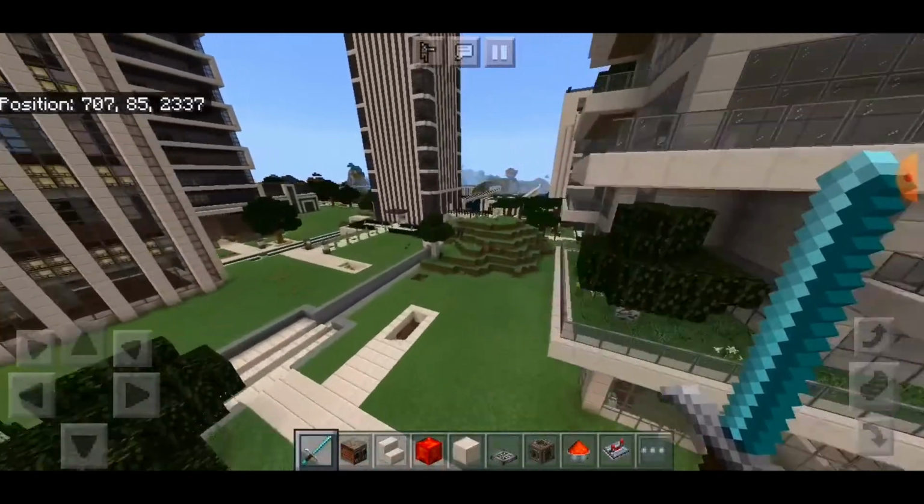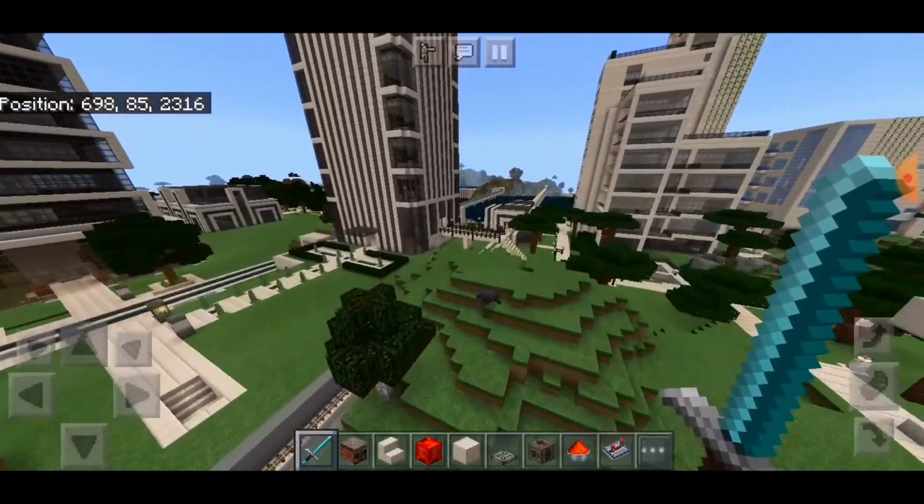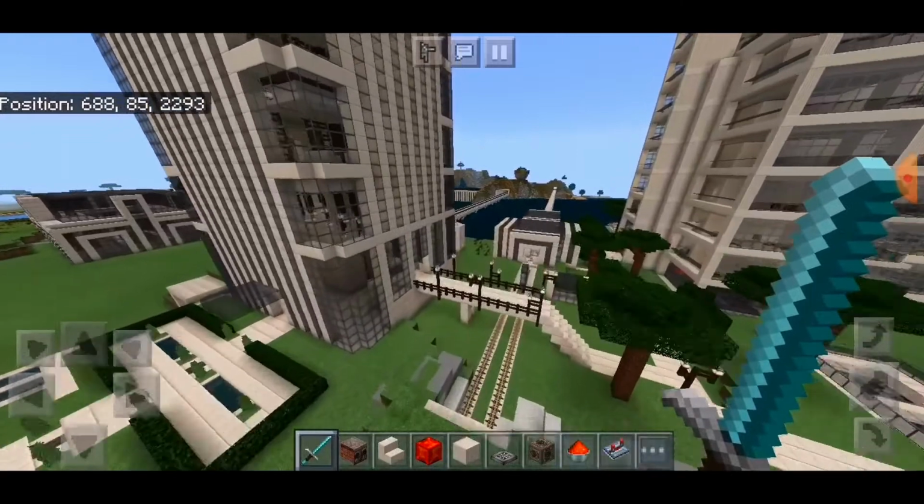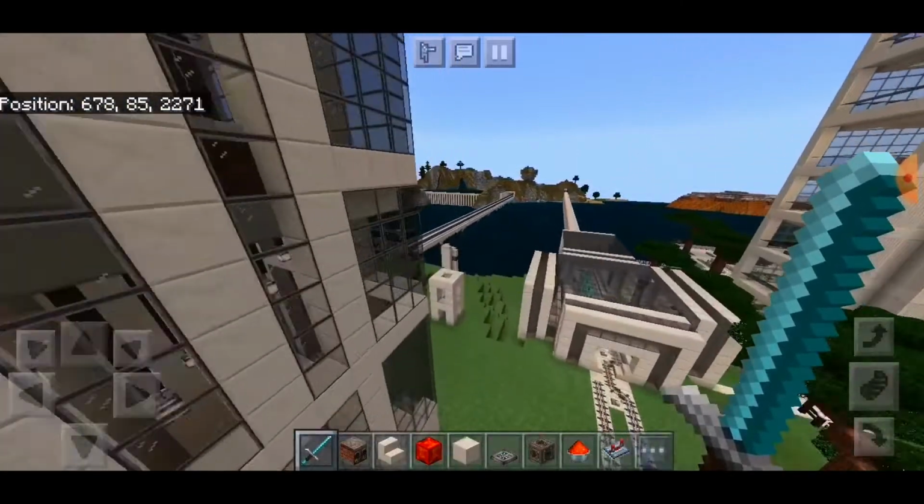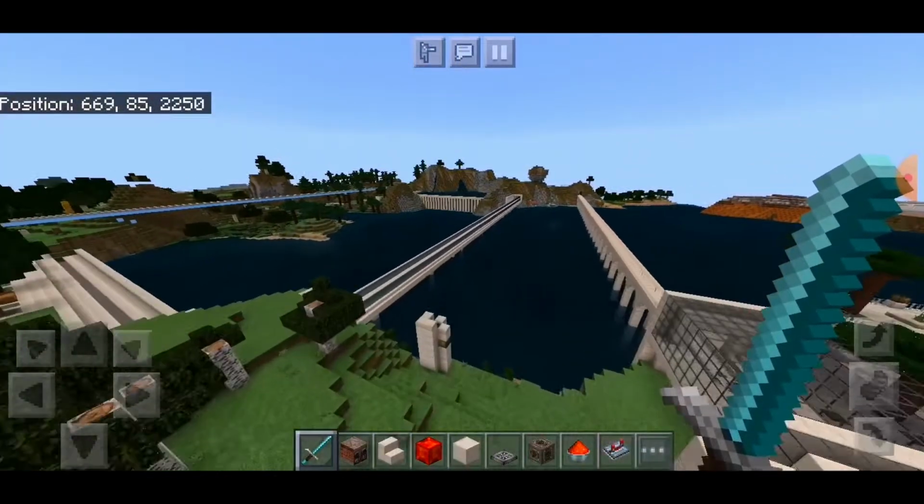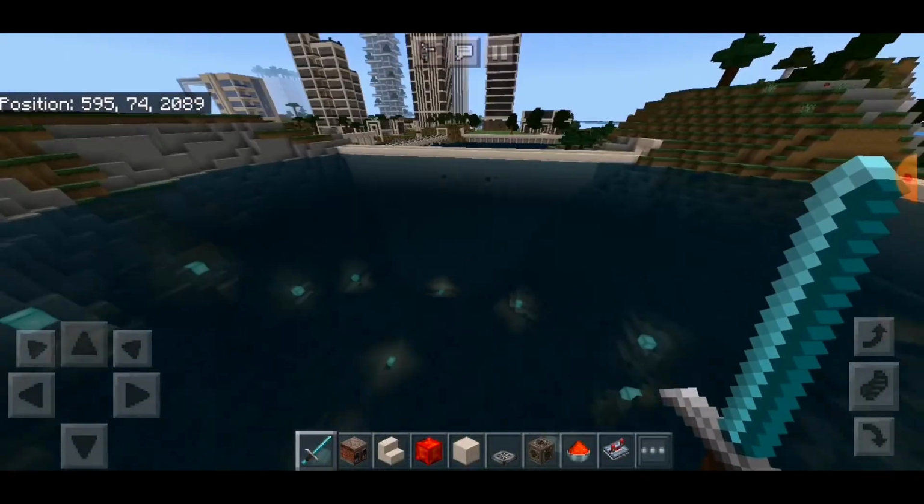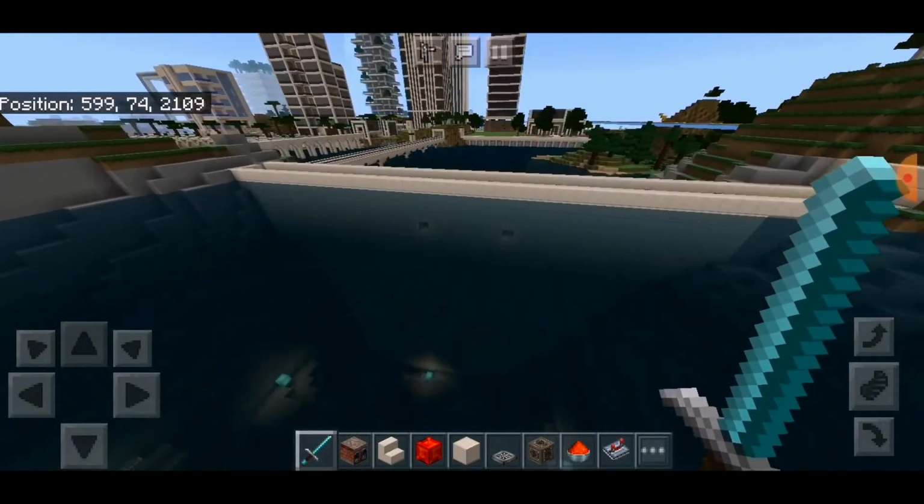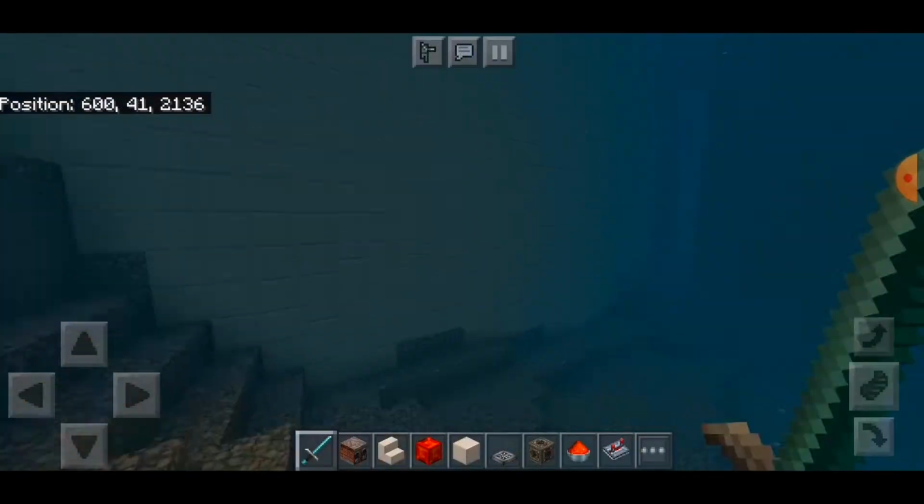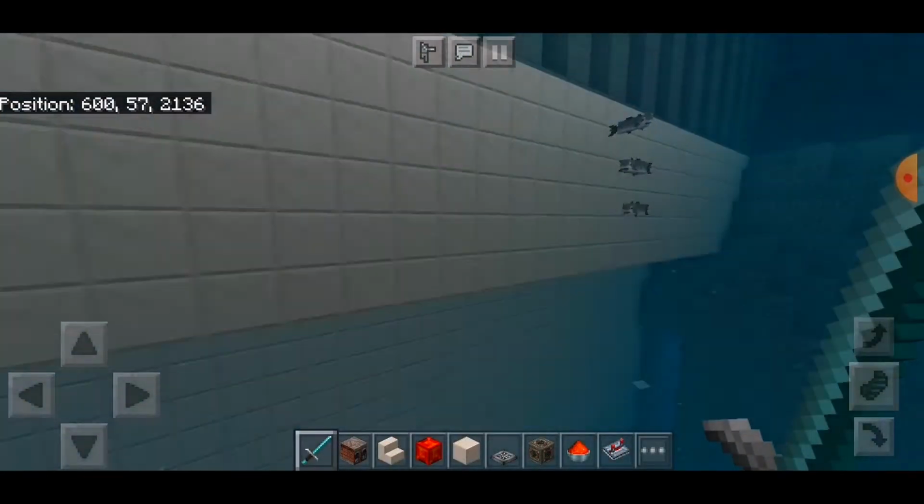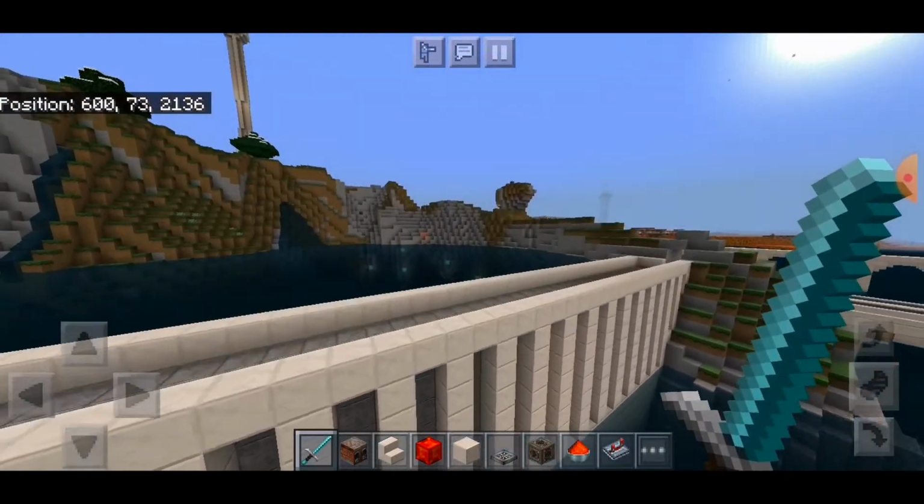My name is Neon, and today we're going to take a look at how to build a hydroelectric dam, a working hydroelectric dam that can generate electricity for buildings and for structures nearby. All that you will need to build this hydroelectric dam is some observers, some basic redstone knowledge, some sticky pistons, and you're good to go.